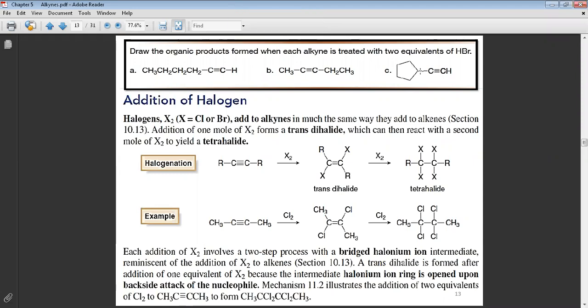Now, the second reaction is the addition of the halogen. For the addition of the halogen, there is no Markovnikov rule, and there is no carbocation formation. It is exactly the same rule as the addition of the halogen on the double bond. There is no difference. Look here, you have a triple bond. Addition of X2 will give you X here and X here, a dihalide. Another X2 will give you a tetrahalide.